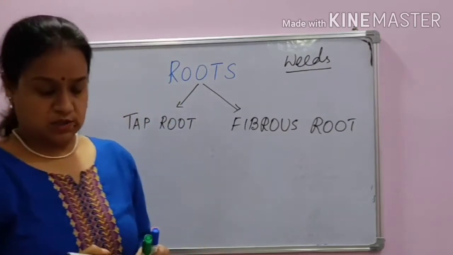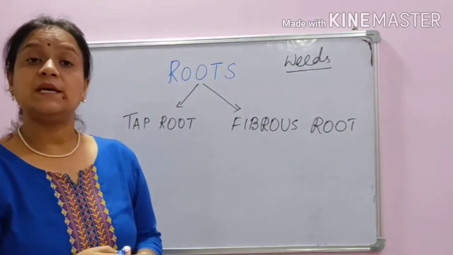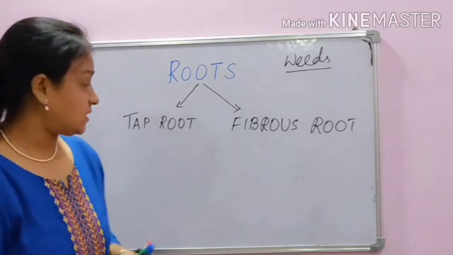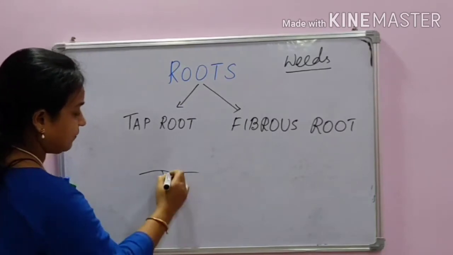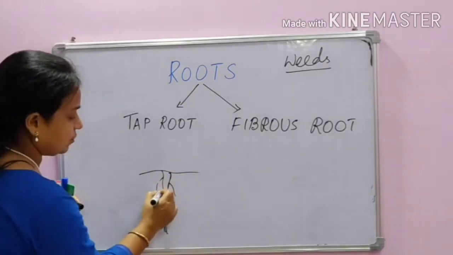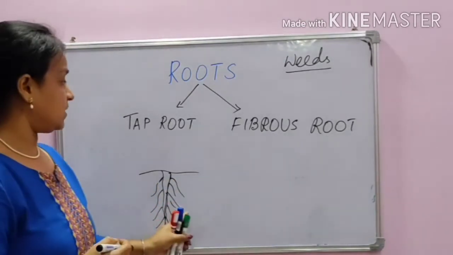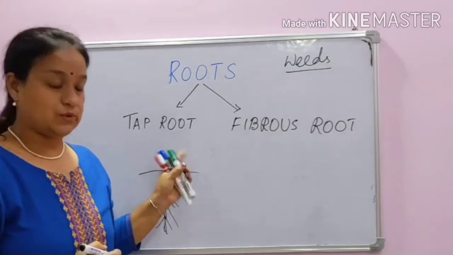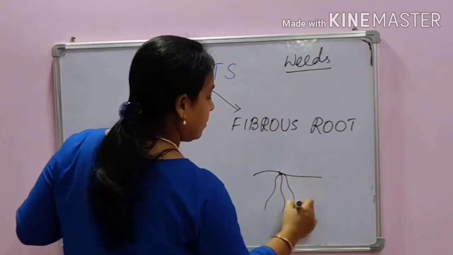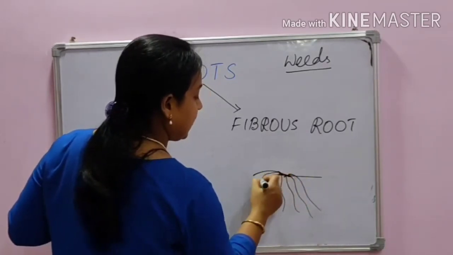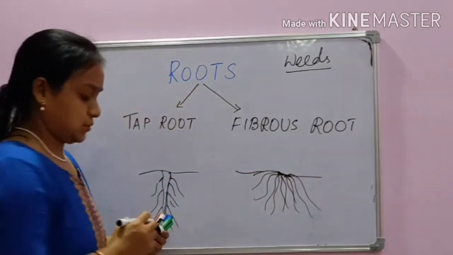So if you take out some unwanted plants or weeds and you observe the roots, you will see basically roots are of two types. One type of root you will see something like this. There will be a main root and from the main root some subsidiary roots will be coming out. This type of root is called tap root or tap root system. The second type you will see, there is no main root and all the roots are coming out together. This type of root is called fibrous roots.